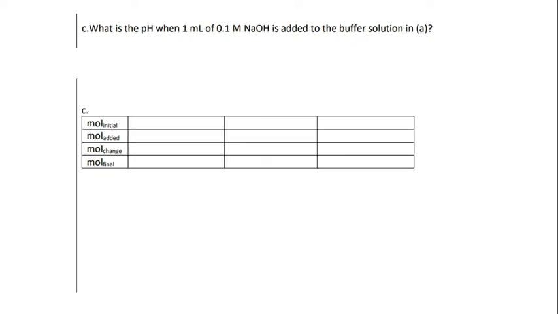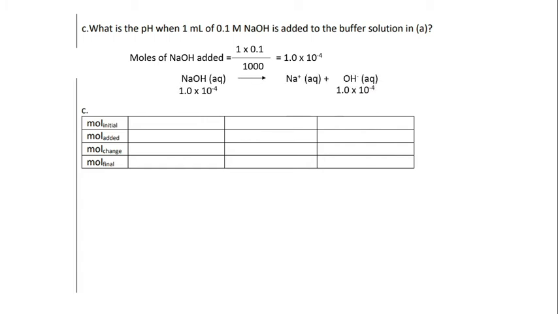For question C, what is the pH when 1 milliliter of 0.1 molar NaOH is added to the buffer solution in A? Again, first we must find the number of moles of base added. By using the formula MV divided by 1000, we will get 1 times 10 to the power of negative 4. By using the dissociation equation, we know that the OH minus added is 1.0 times 10 to the power of negative 4.